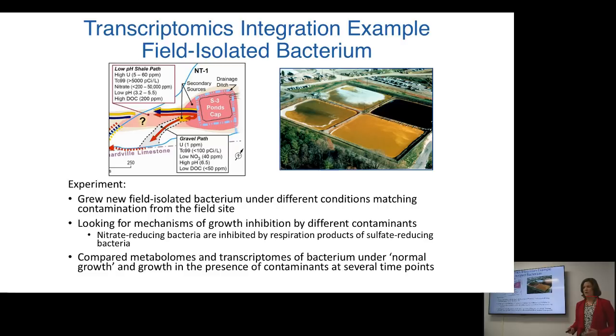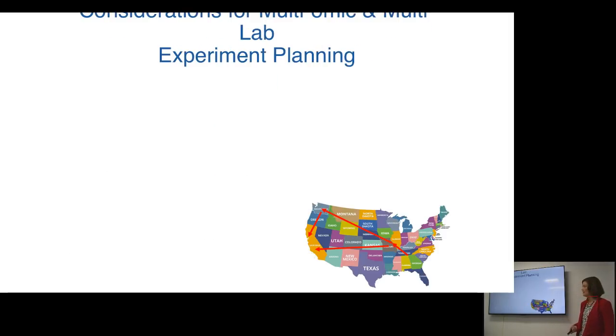So metabolomics is giving us a sense of what was happening, and the transcriptomics is confirming those pathways and looking at it on the gene level.